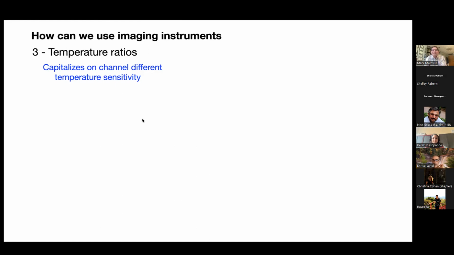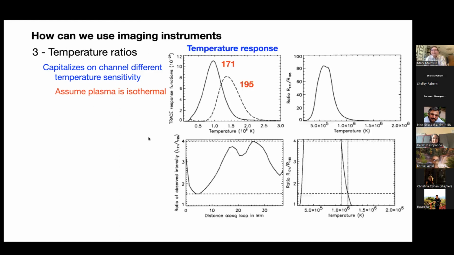Okay, look at here what happens. You assume that the plasma is isothermal, and this is a big limitation. Now, on the top left here, you have the temperature response of two channels, 171 and 195. This tells you how much radiation I can see, how sensitive my instrument is as a function of temperature. 171 is peaked on iron 9, 195 is peaked on iron 12. And I know these functions because I built the instrument.